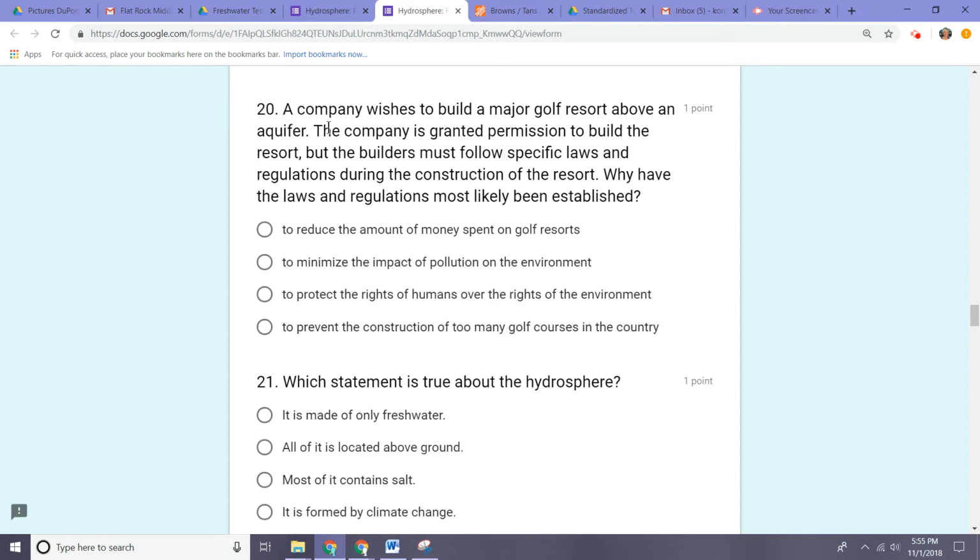Number 20. A company wishes to build a major golf resort above an aquifer. The company is granted permission to build the resort, but the builders must follow specific laws and regulations during the construction of the resort. Why have the laws and regulations most likely been established? To reduce the amount of money spent on golf resorts, to minimize the impact of pollution on the environment, to protect the rights of humans over the rights of the environment, to prevent the construction of too many golf courses in the country.